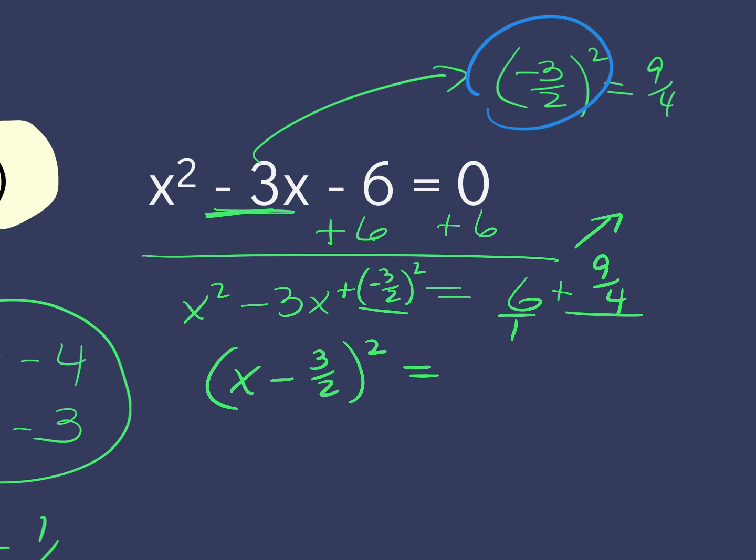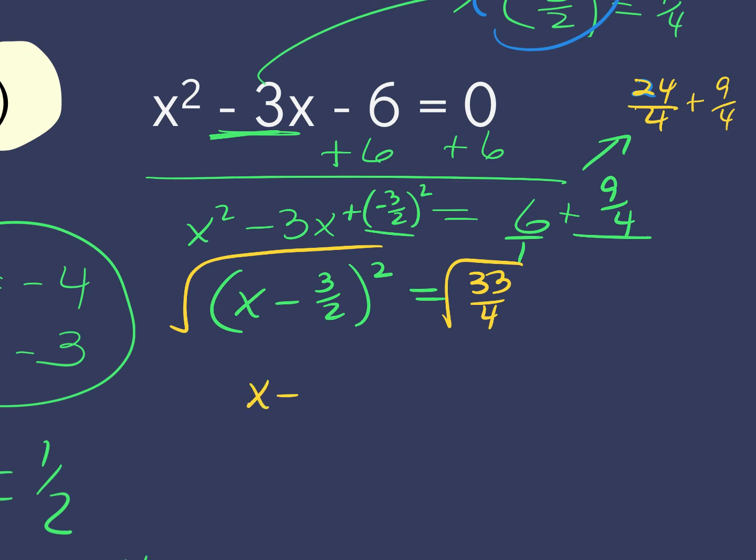Okay, so now the common denominator of the whole number 6 plus 9/4 is going to be 4. So it's 24/4 plus 9/4, which now gives me 33/4. Square root method.